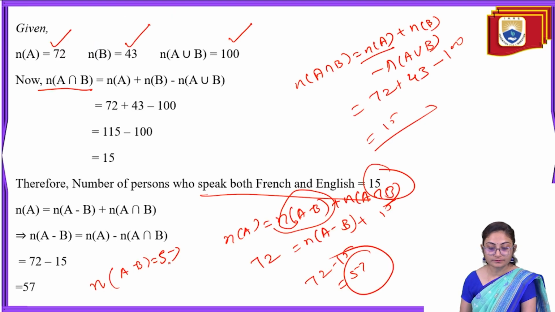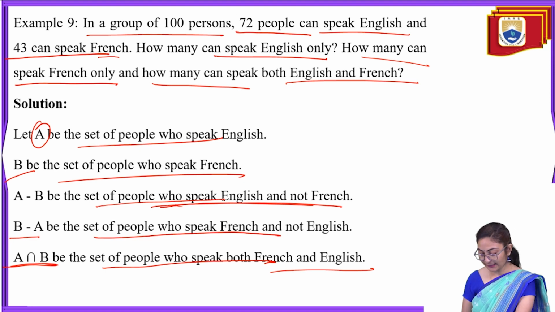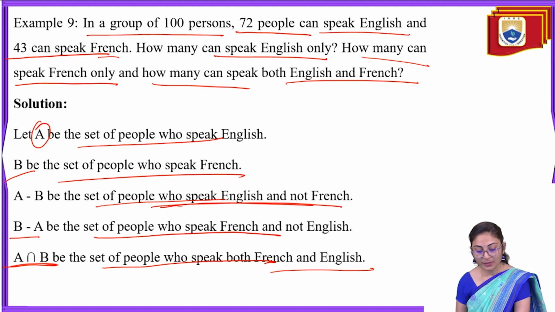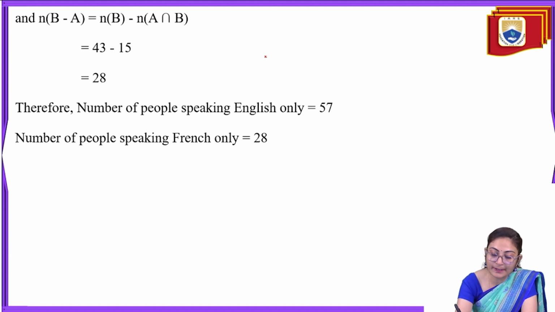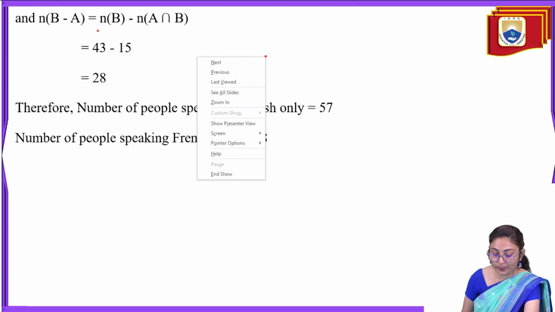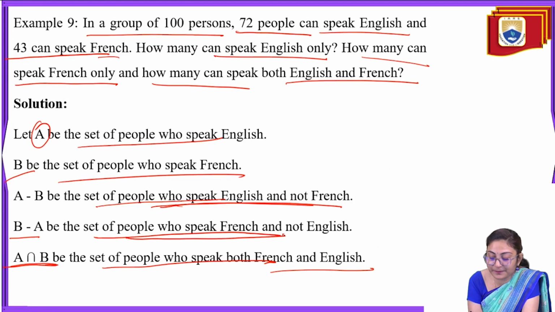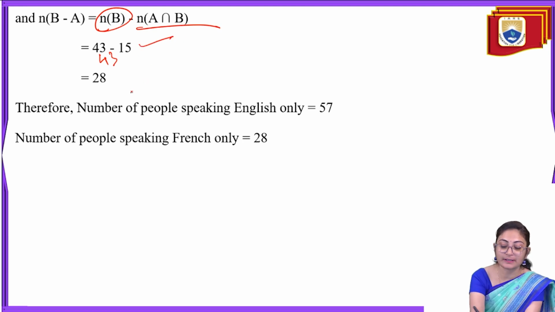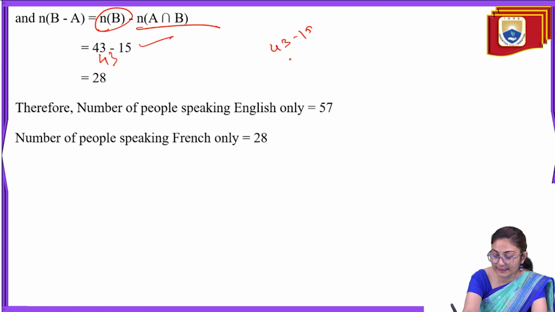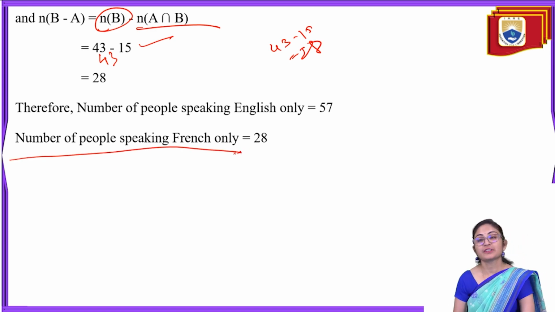So it's showing the set of the people who are speaking English but not French. That number is 57. Now n of B minus A we have to find out, and n of B minus A is showing the people who speak French but not English. So n of B value is 43 and n of A intersection B is 15. So 43 minus 15, that is 28. So the number of people speaking French only is 28.